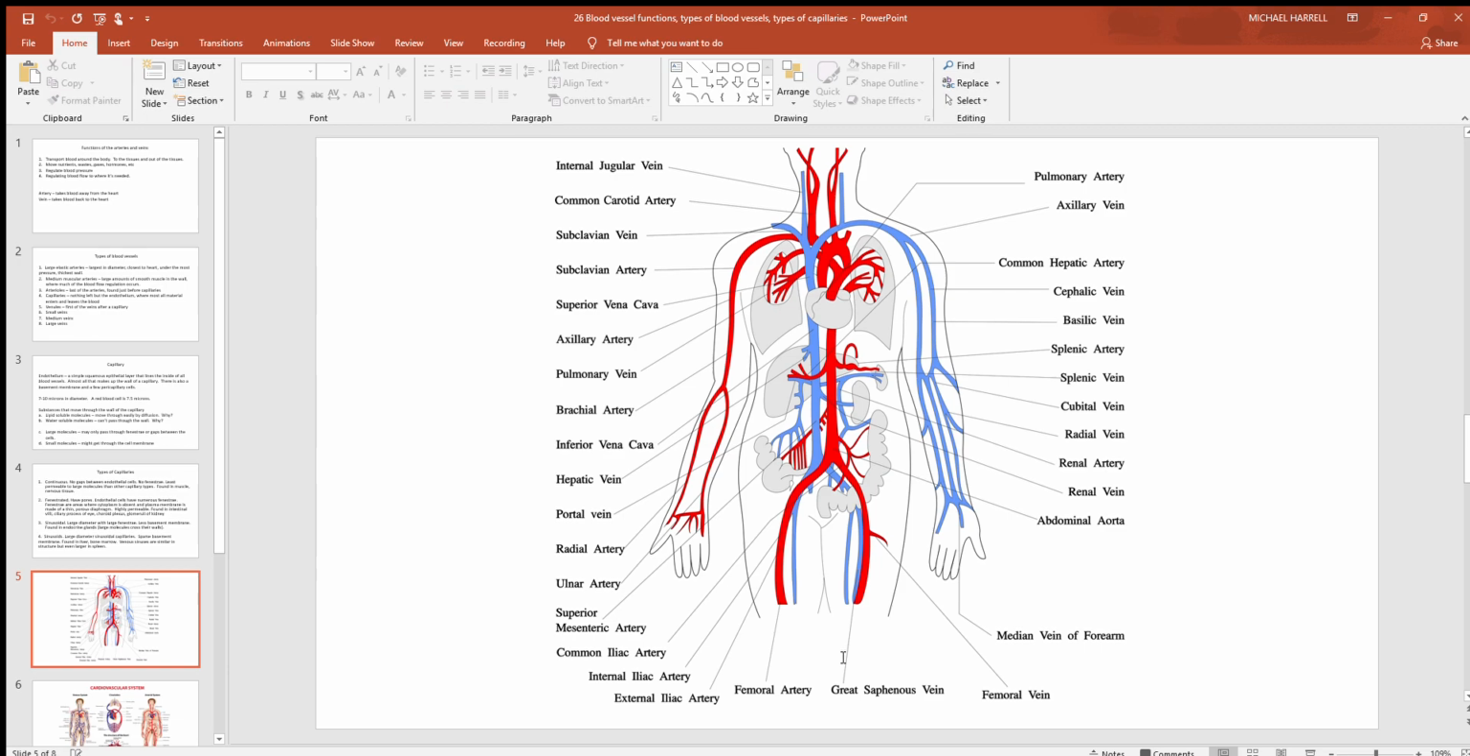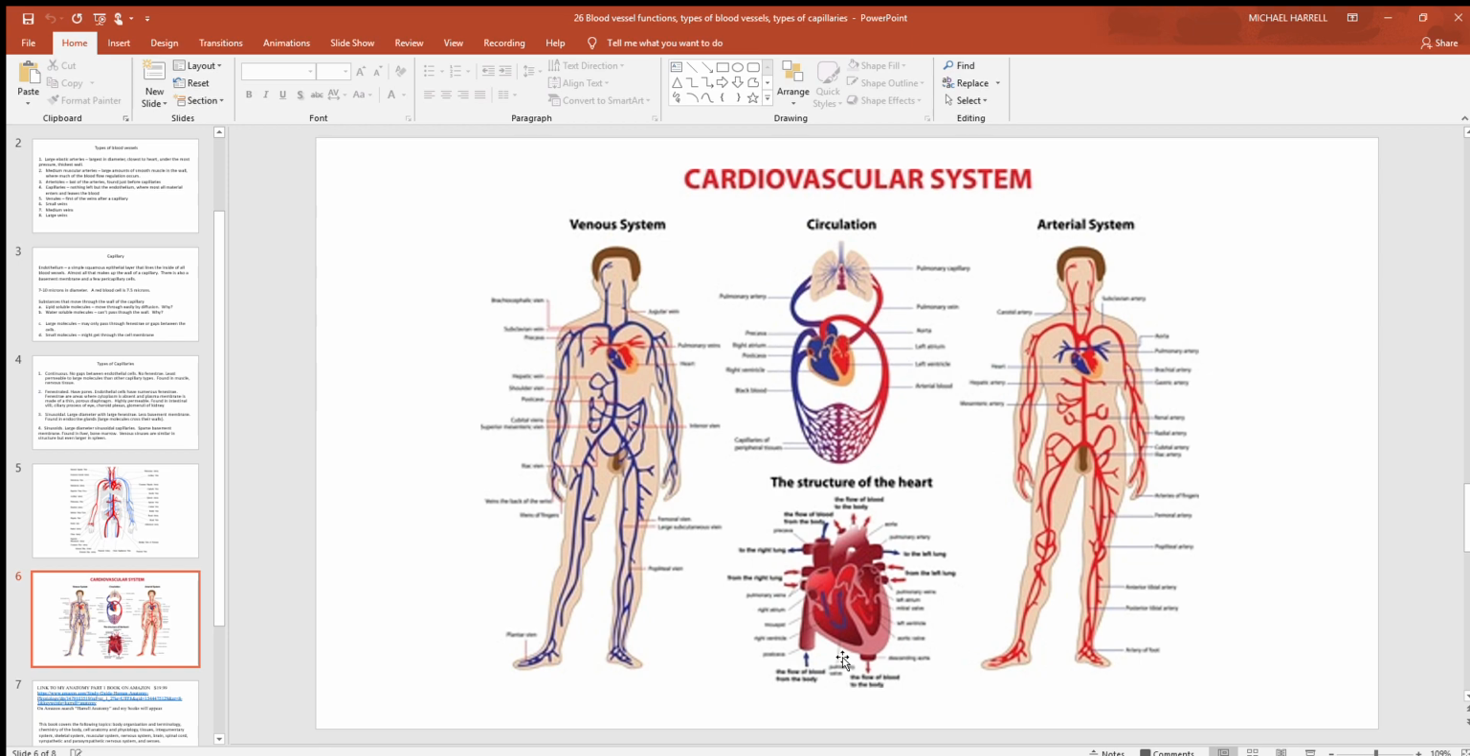So here's a picture showing a lot of these major arteries and veins around the body. We'll talk more about those in some other videos. Good little picture right here showing the arterial and venous circulation. Here's the heart. Again, there's the right and left side of the heart, two different pumps as we mentioned before. Good picture down here showing the blood flow through the heart, which we saw in another video too.